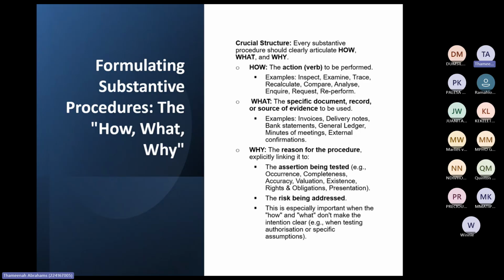Then the why is the reason for this procedure. So you explicitly link the procedure to an assertion, depending on whether you're doing a transaction or a statement of financial position. Because remember, for transactions or statement of profit and loss, it is accuracy, occurrence, cutoff, presentation. What am I missing? Can anyone tell me? Let me see who studied. Classification. Classification, and there's the last one.